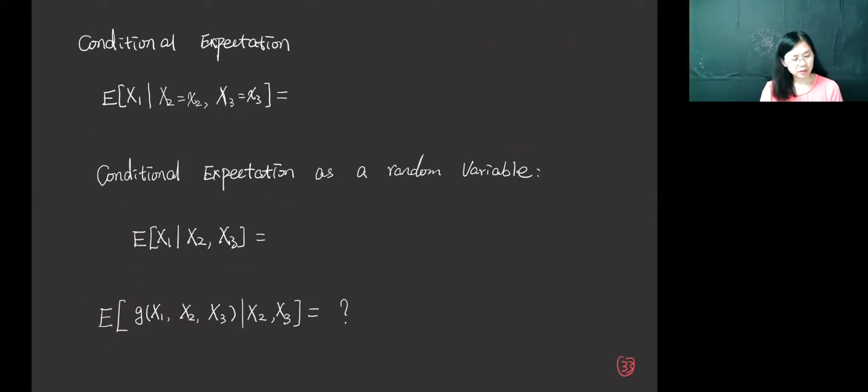With conditional distribution, we can also define conditional expectations of random variables in the context of more than 2 random variables. For example, we can define the conditional expectation of X1 given X2 equals little x2 and X3 equals little x3, and using the principle for any kind of expectations, this is an average over the X1 value with the weight given by the conditional PMF of X1 given X2 and X3.